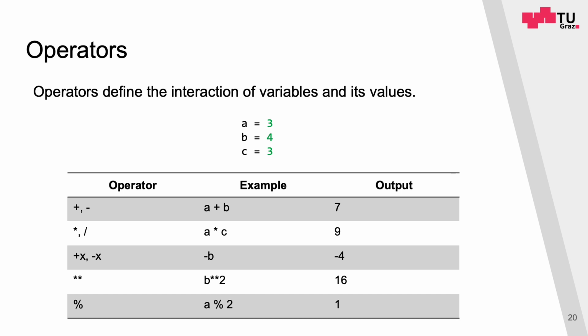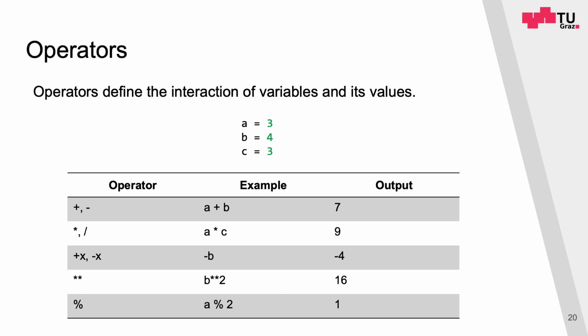We can also, for example, change the sign of a variable by adding a plus or a minus in front of it. For example, if we type -b, then Python will output, in this case, -4, since b holds the value 4. And in the fourth row, you see 2 asterisks, and this is equal to calculating the exponent. So if we type b and 2 asterisks followed by a number, this means b to the power of 2. And since b holds the value 4, this is equal to 4 to the power of 2, which is 16.